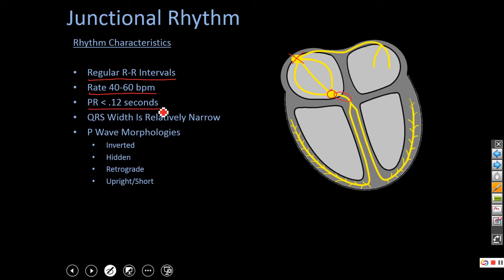The PR interval is expected to be shorter, less than 0.12 seconds. And the QRS width is expected to be relatively narrow. So let's look at how these two rhythms compare.